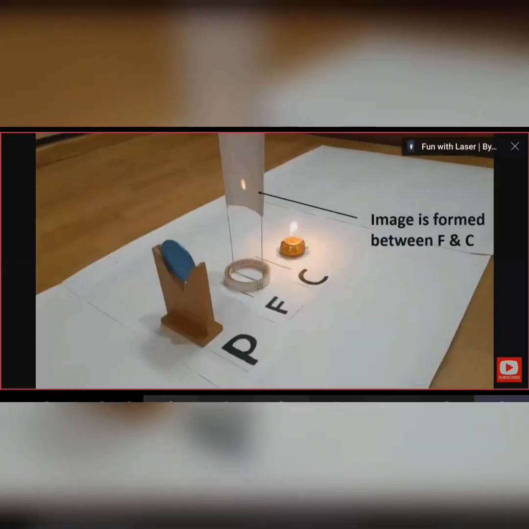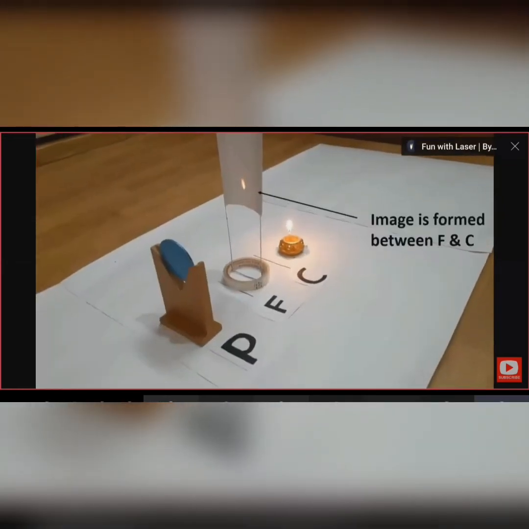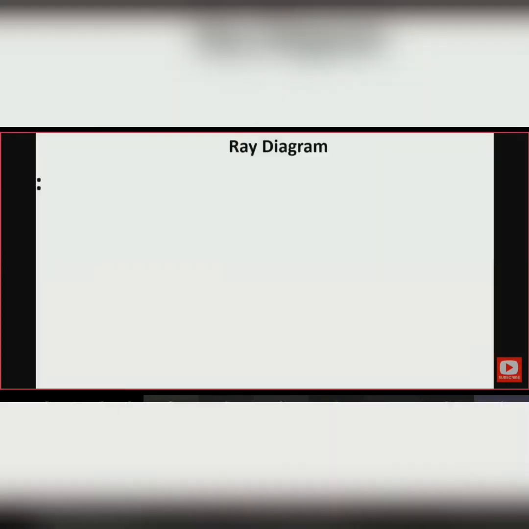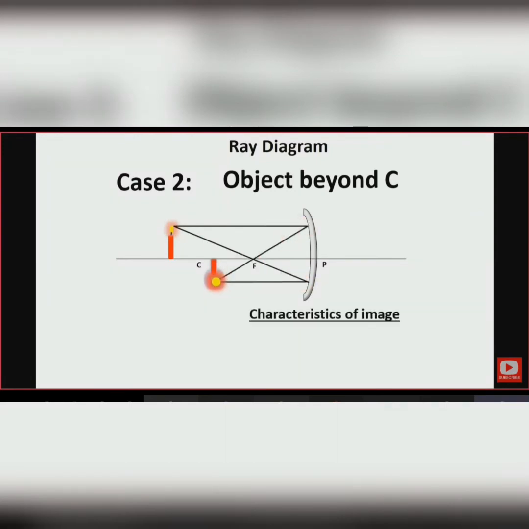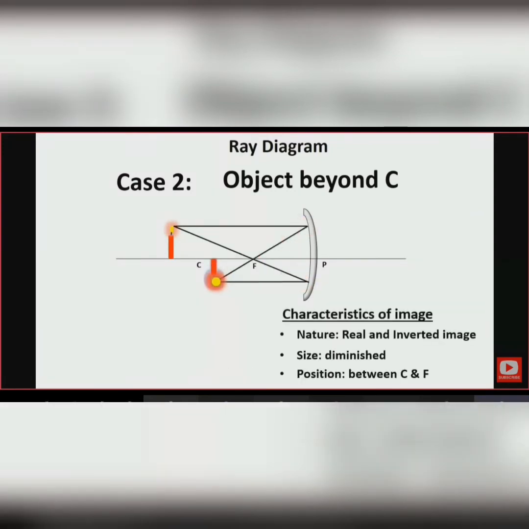Real and inverted image is being formed. You can see the image is upside down. So the real and inverted image is getting formed. All these ray diagrams are existing.